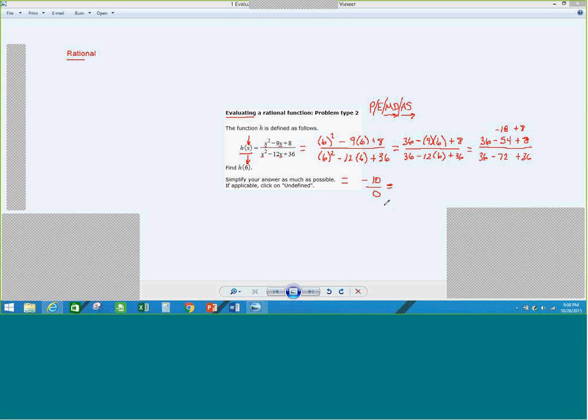So is this the sort of problem that gives us an answer of 0, or is this the one that gives us undefined? I always get a hard time about this. You can type it in for me, 0, or maybe a U if you think it's undefined.